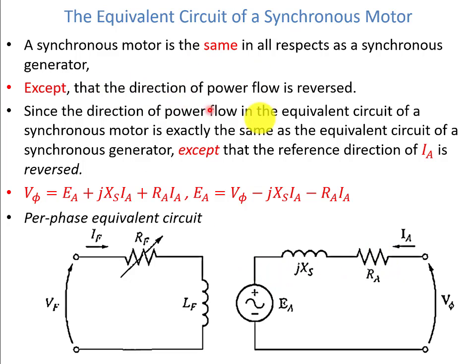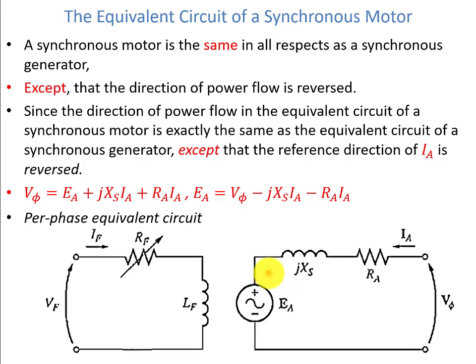So except that the direction of power flow is obviously reversed, because now we are providing the power to the stator. The direction of the power flow in the equivalent circuit of a synchronous motor is exactly the same as the equivalent circuit of a synchronous generator, except that the reference direction of IA is reversed. So you can see here IA is reversed. In a synchronous generator, it's in the opposite direction.